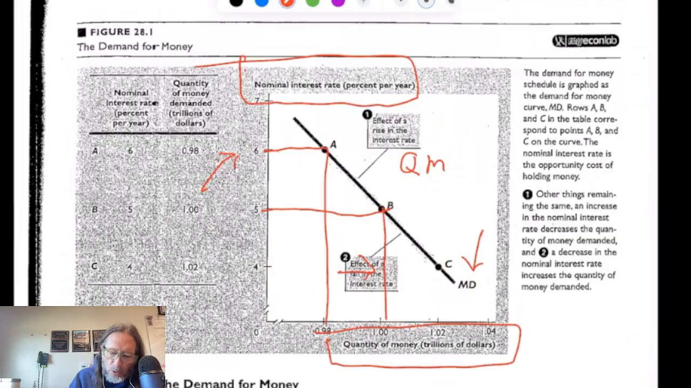And so again, the only thing that changes the quantity of money demanded would be a change in the nominal interest rate. Again, we're reacting to the opportunity cost of holding money. If the interest rate rises, we're more tempted to put our money into the savings than we are to spend it.